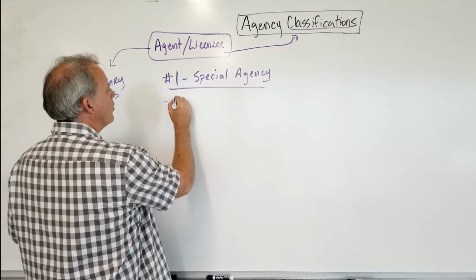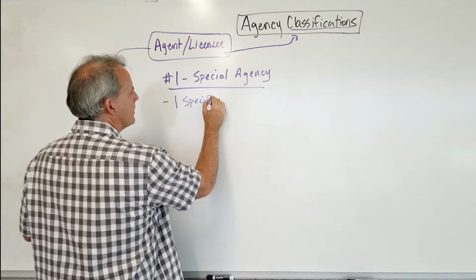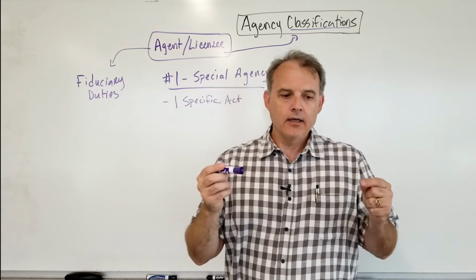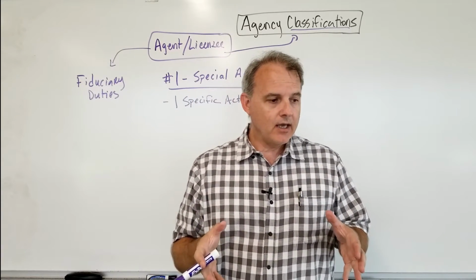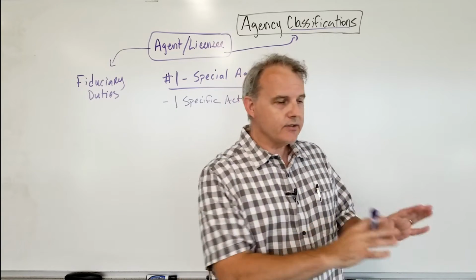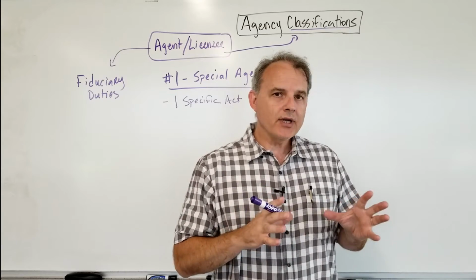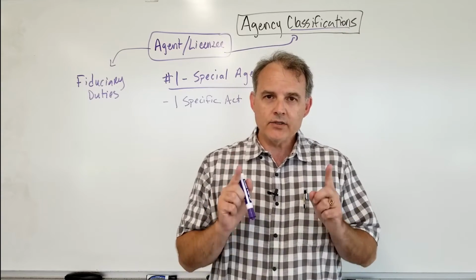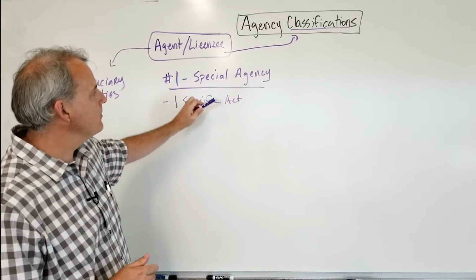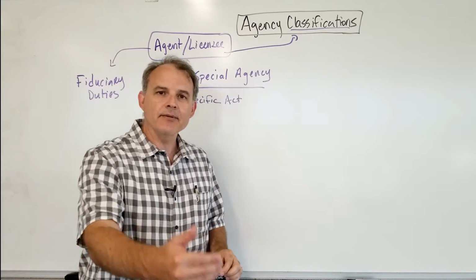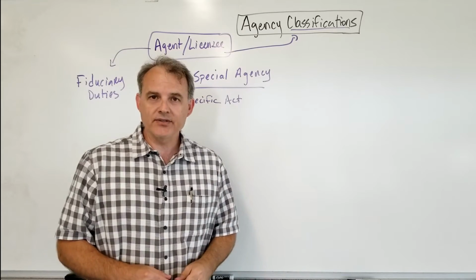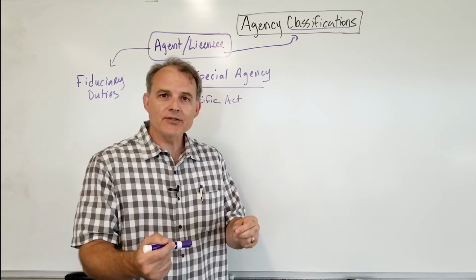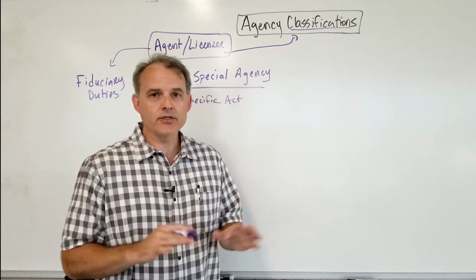The first one is it's for one specific action or act. Think about this. I'm a real estate agent with a license, and the seller hires me to sell their house. I'm going to make sure that I give them all those fiduciary duties that I owe them, but it's for one specific act. The classification when I'm selling somebody's house is special agency. That is the type of agency that I have with the seller. My only job is to sell the seller's house, period.